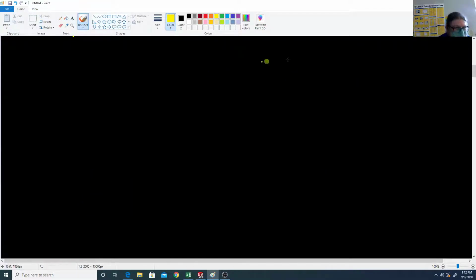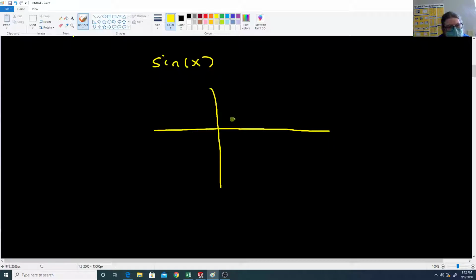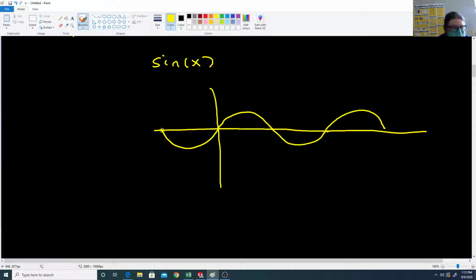Okay, and then the last one we're going to look at is sine of x. So if we have the graph of sine of x, let's say it's just there's that, and then it just keeps doing that over and over again. And we say, what is the limit as x approaches infinity?